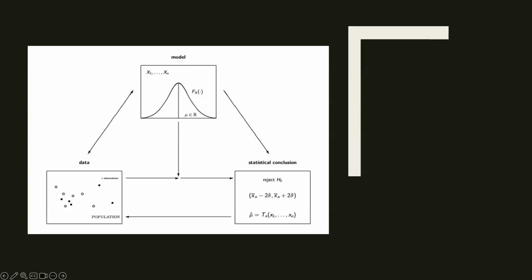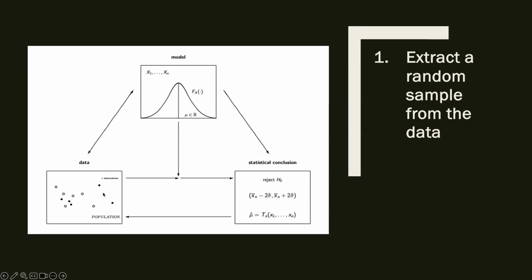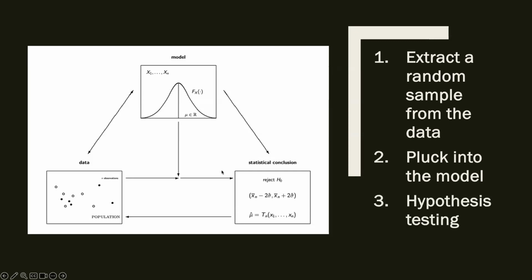So this is a mind map of how a simple statistical model is done. Firstly, we will extract a random sample from a population, which is this part. And then we put it into our model, this part. Then lastly, we will conduct all sorts of tests like what we are going to learn today, which is hypothesis testing.